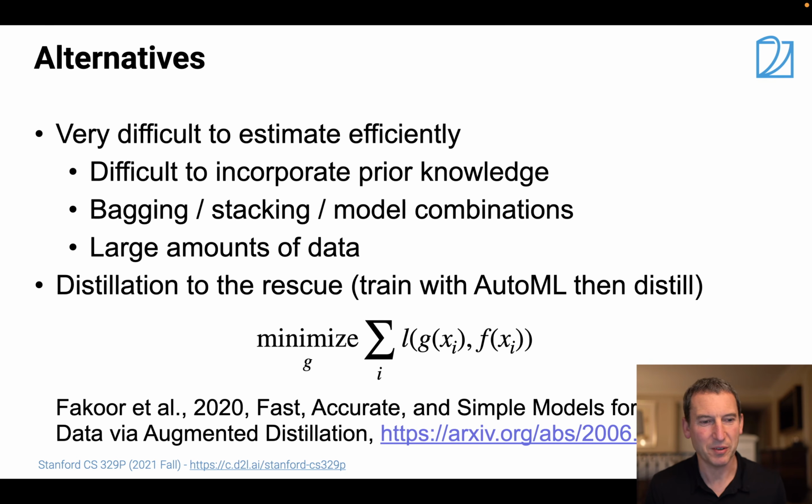Remember, Mu covered the distillation problem in his class, so I'm not going to go into a lot of detail, but you basically have some loss function here that measures the difference between the teacher and the student, and then you minimize over the student.